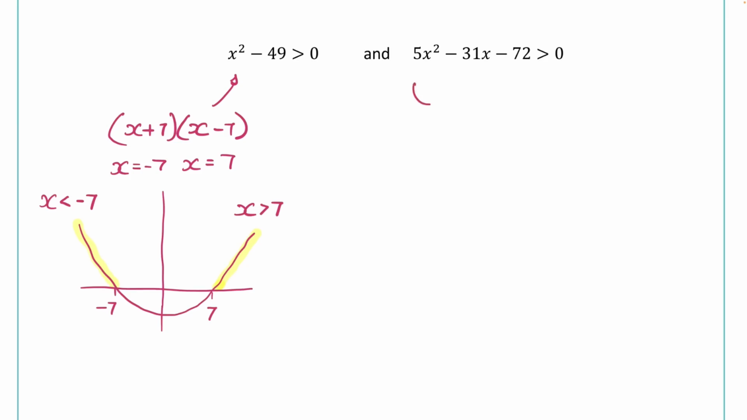We now need to move on to our right one. Now for this one, we are going to have a 5x and an x. And of course, don't forget, if you are struggling to factorise, you can always use the quadratic formula, but it does look like this one is going to factorise.